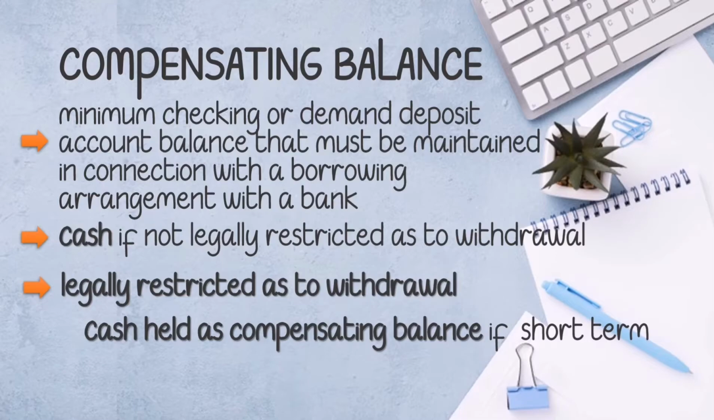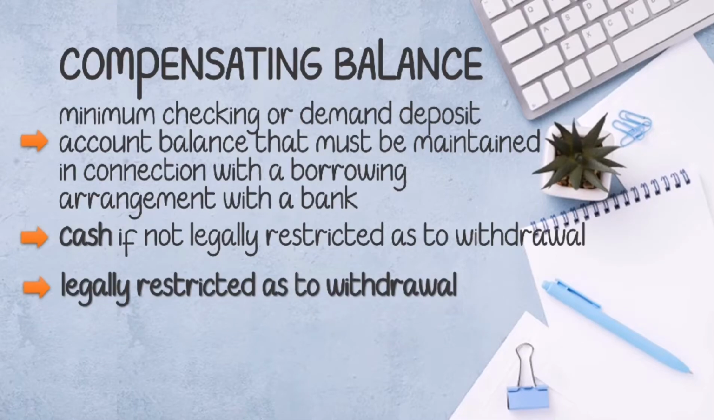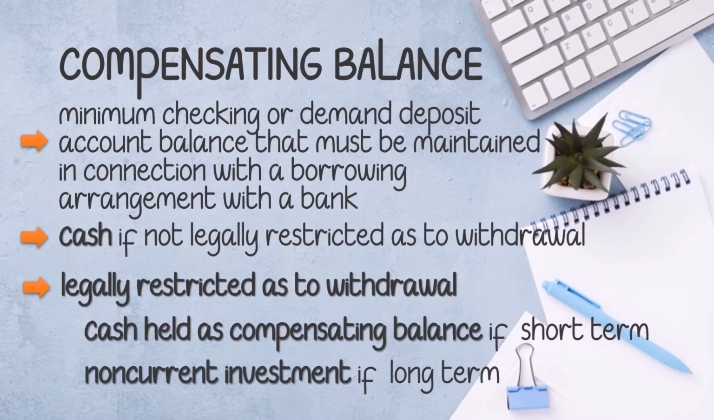And what if the 3 million deposit is legally restricted as to withdrawal? We have two classifications. If it is short term, meaning less than a year, this will be presented separately as cash held as compensating balance in the current assets. However, if the 3 million deposit is long term, it will be presented as a non-current investment in the non-current assets.